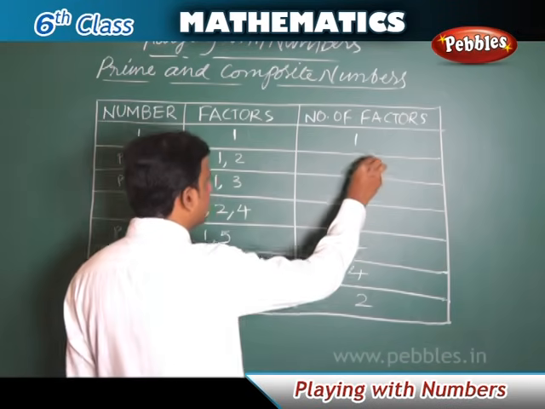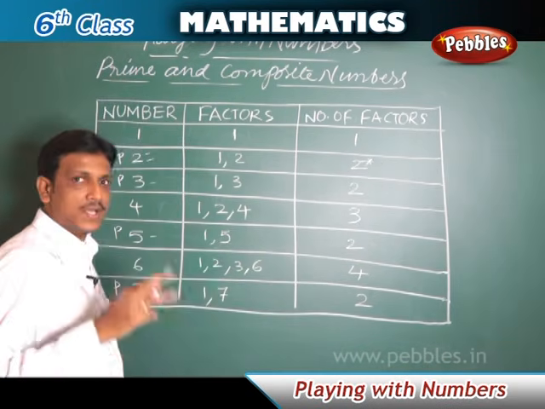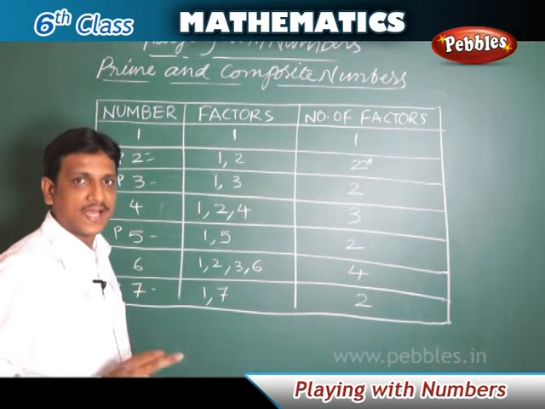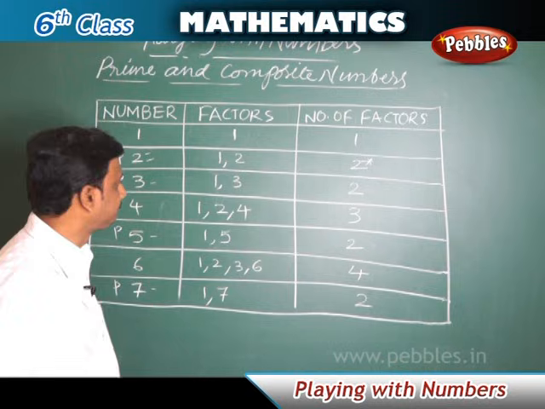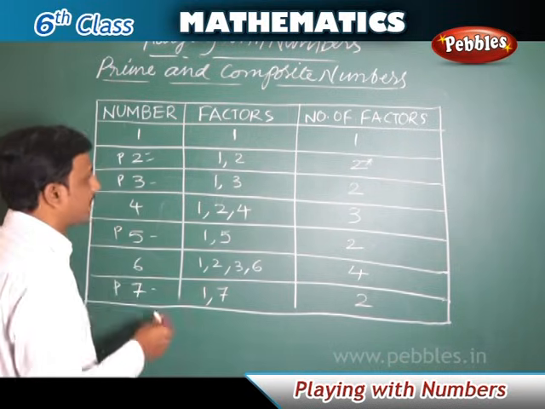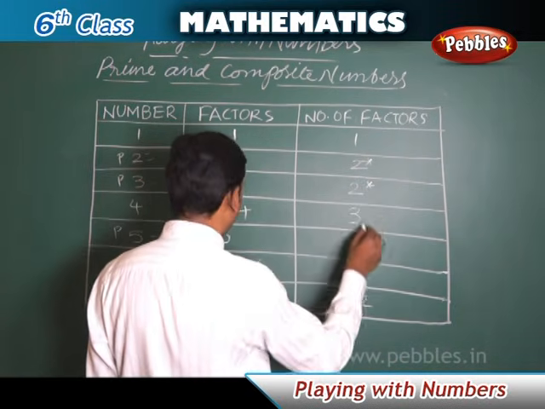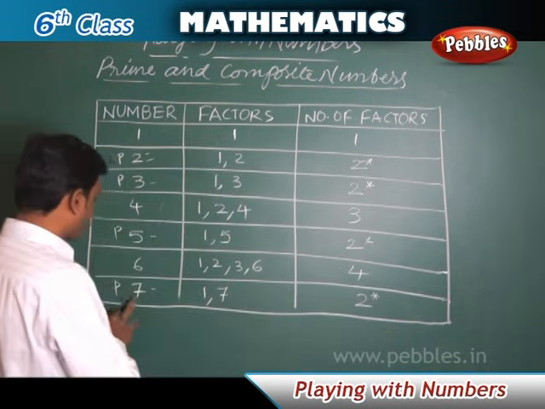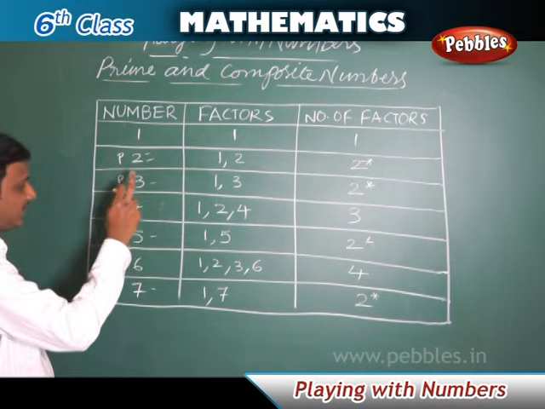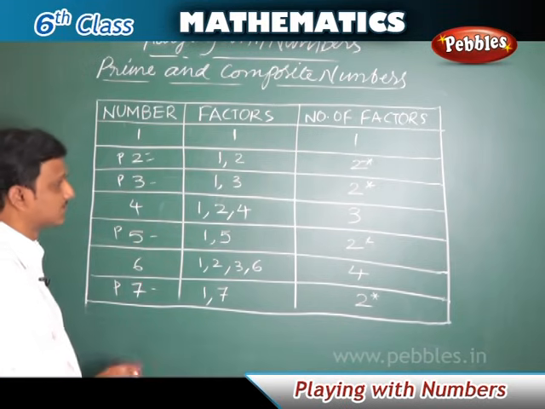A prime number is a number which is having only two factors. Among that, one is 1 and the second factor is the number itself. Such numbers are called prime numbers. So this is a prime number and this is a prime number and this is a prime number. So 2, 3, 5 and 7 are prime numbers.